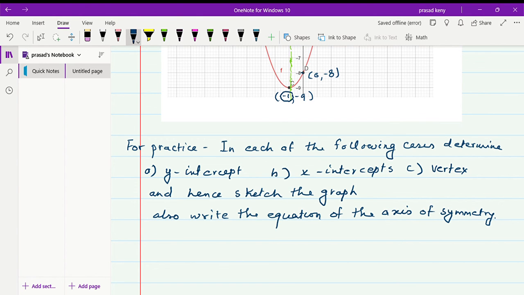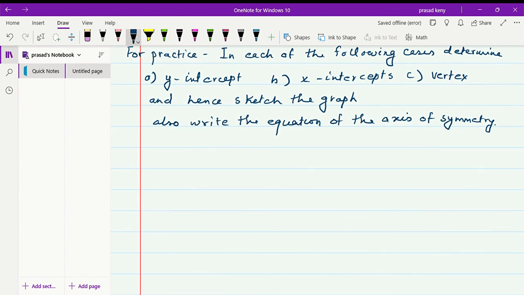So I will give you two graphs to sketch. The first one, y is equal to x square minus 4x minus 12. And second, y is equal to minus x square plus 8x minus 15. I'll just give you the hint in the second case.